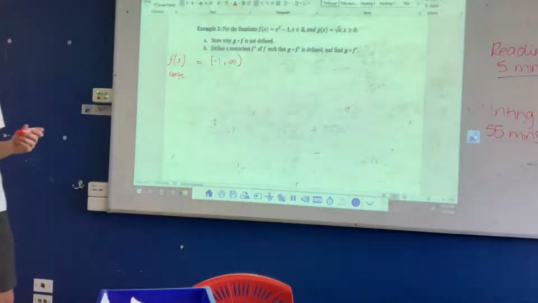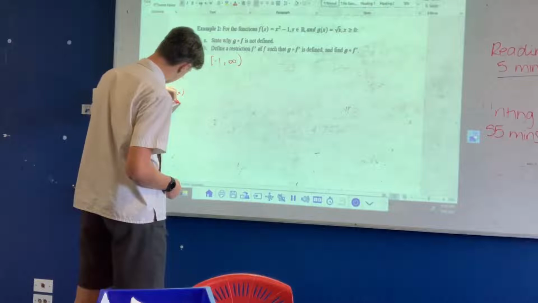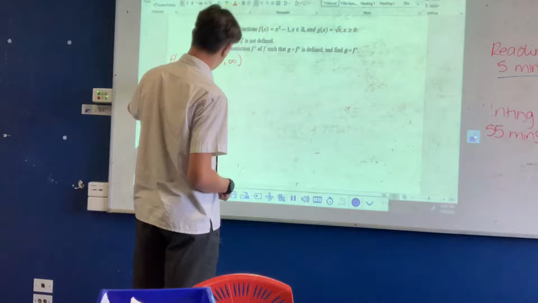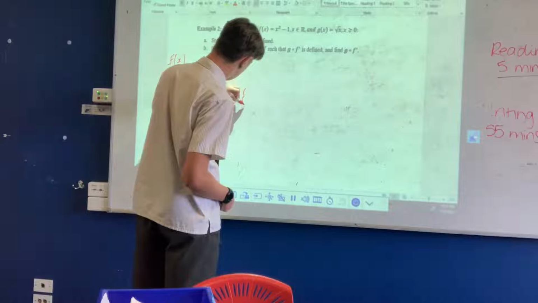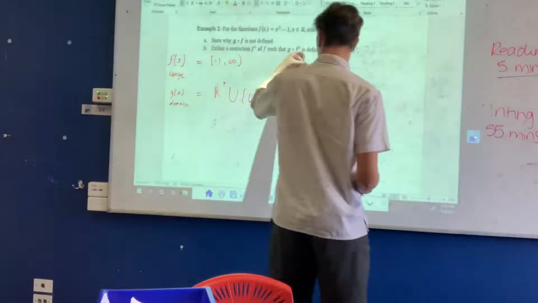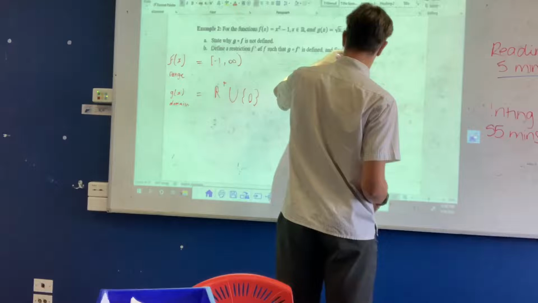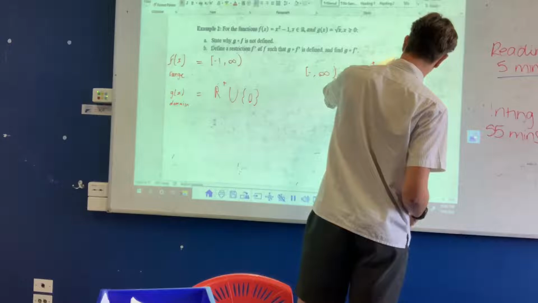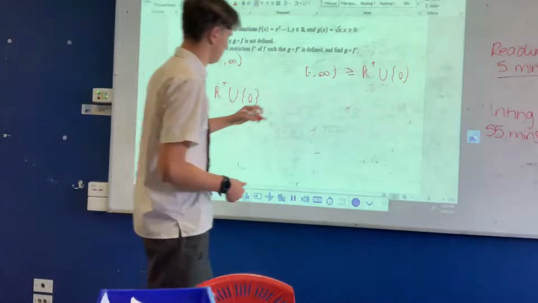Okay, and then you need the g(x) domain, which looks like C. And since you have the -1 there, it's not a subset. So you need to write in words that this is not a subset.